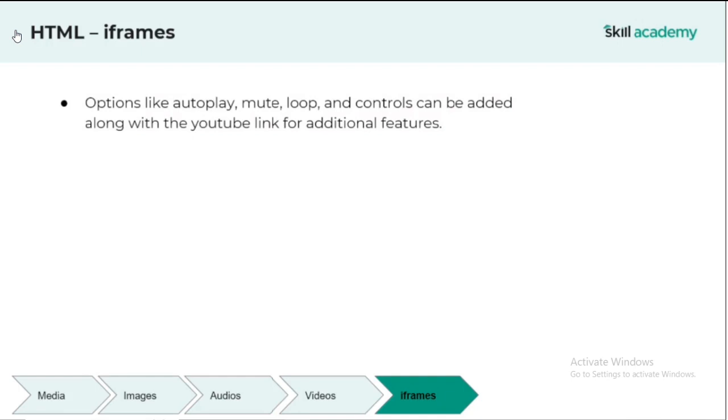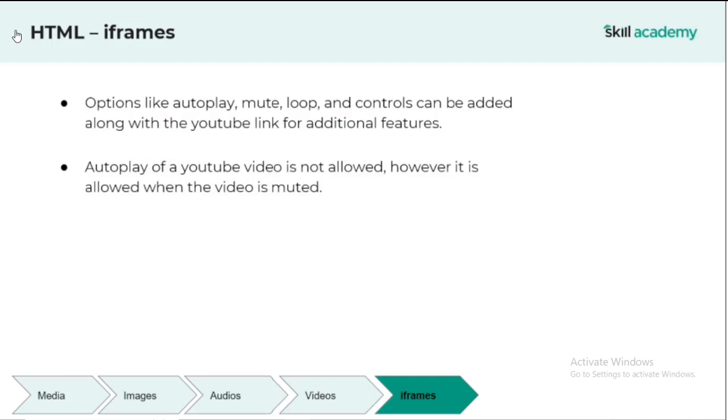So options like autoplay, mute, loop and controls can be added along with the YouTube link for additional features. Autoplay of a YouTube video is not allowed, so that means your YouTube video will not start automatically. However, it is allowed when you are going to mute that YouTube video. And for that, you need to write this piece of code.